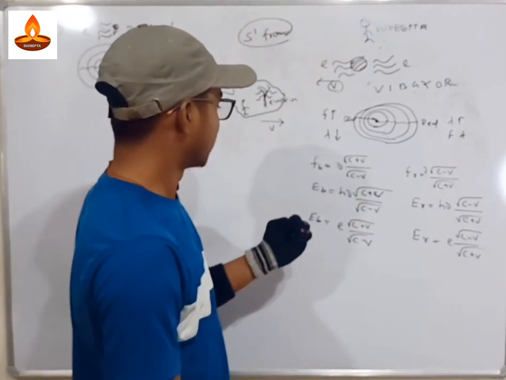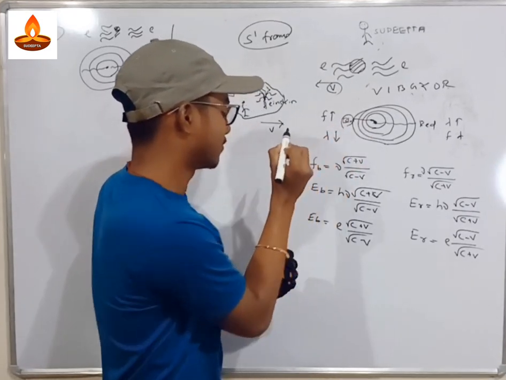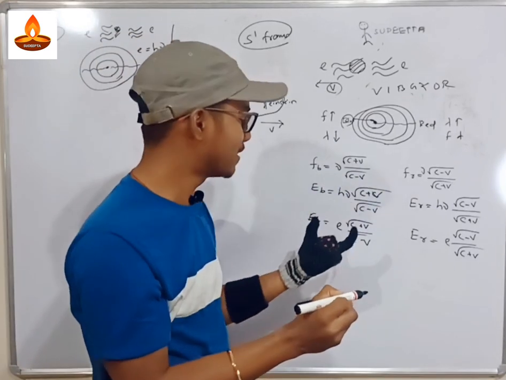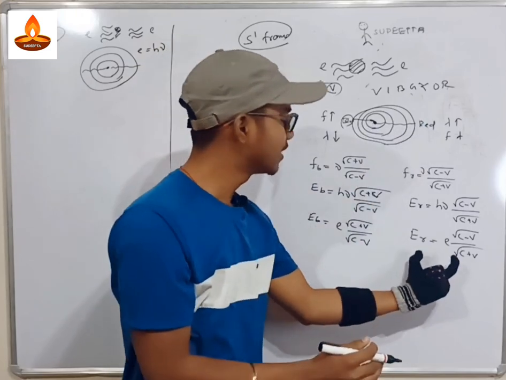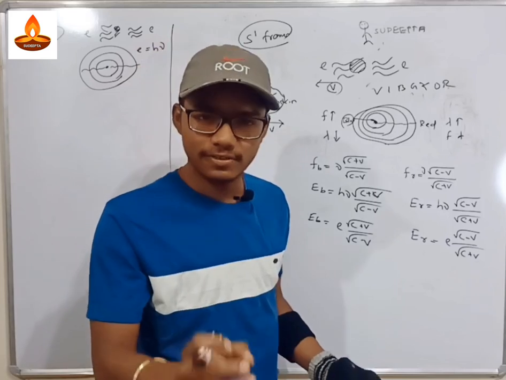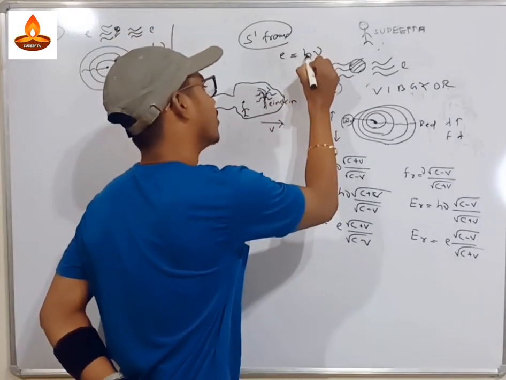So what do we see? We see in the S dash frame, it has some kind of energy, because it shifts. As the frequency is higher, that means the energy is also higher. As the frequency is lower, the energy is also lower. We can see the relation that energy is directly proportional to the frequency. You can also see this relation, E is equal to h nu, and h is a constant.